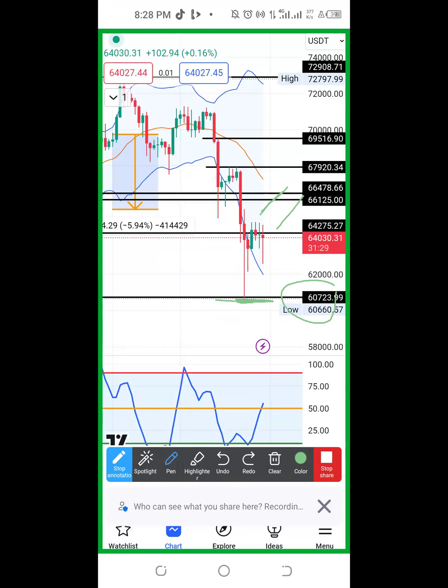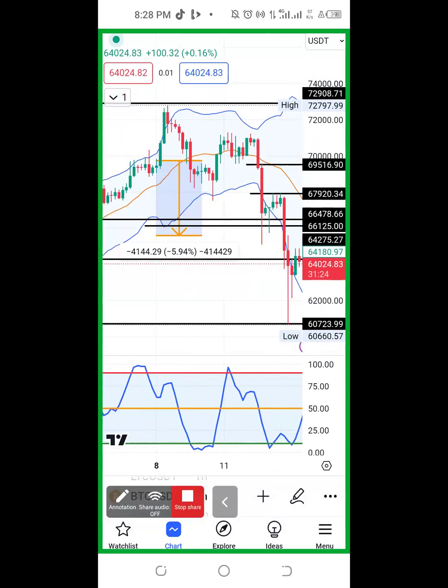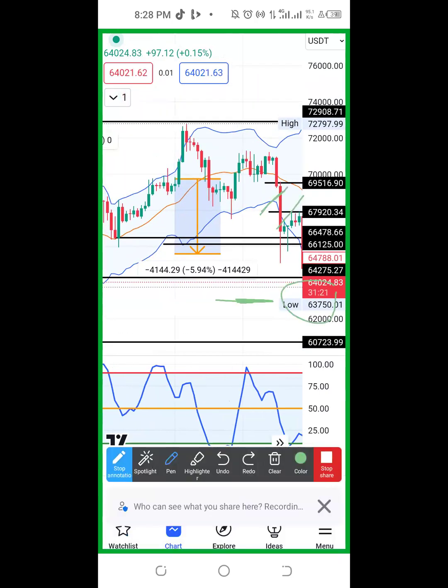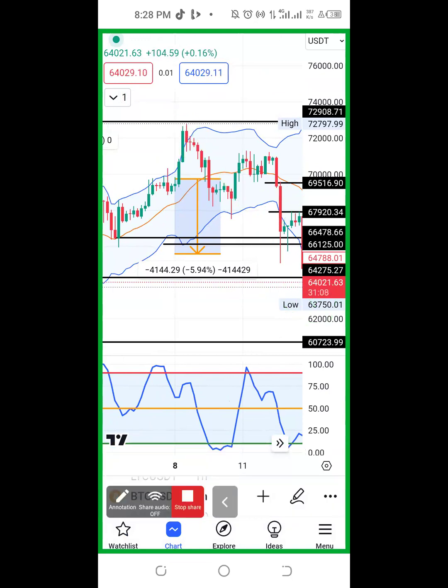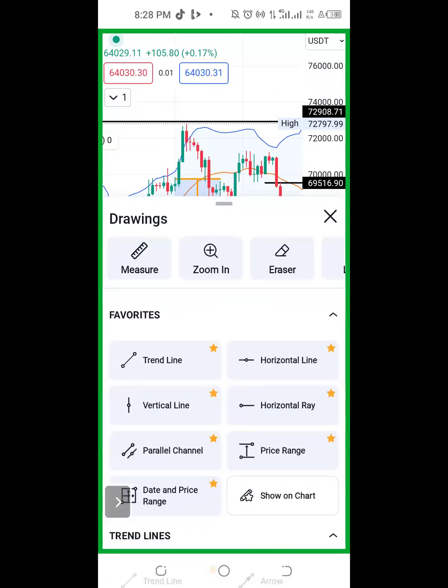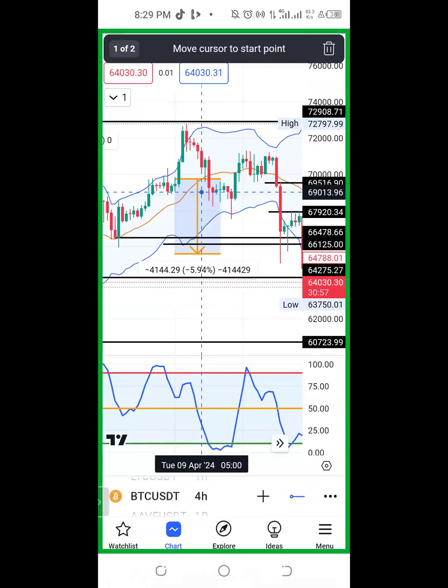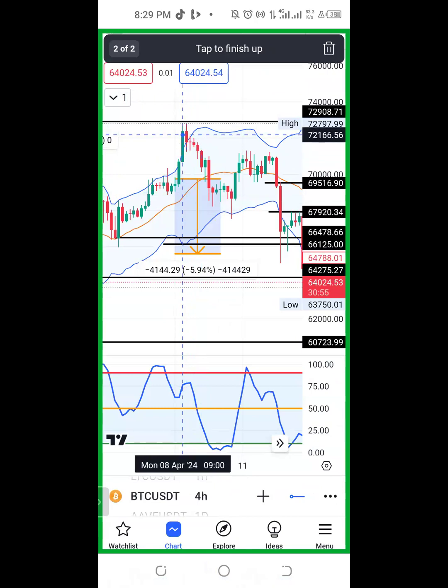Now, the highest point, let us just use from here, because this is where the price was resisted. This green candle we are seeing here was when the price started declining until it came down to 60,000. So the highest price it got to at that time was around 72,000. So every time a coin reaches the resistance level, it must come down.